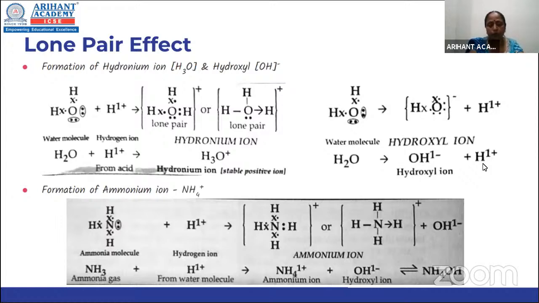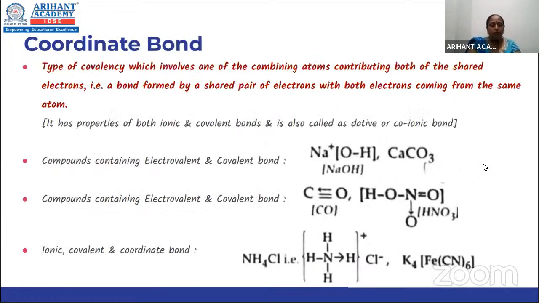And from here, we're moving ahead to the coordinate covalent bond. Now, this is a kind of covalency. Once again, it's in red, so it's important, which involves one of the combining atoms contributing both of the shared electrons. That is a bond formed by a shared pair of electrons with both electrons coming from the same atom. So now you understand the difference between a covalent bond and a coordinate covalent bond. A coordinate bond is where both electrons are coming from the same atom, and you can have combinations.